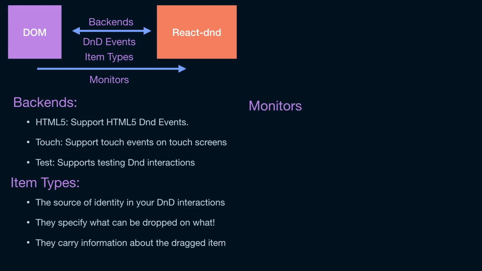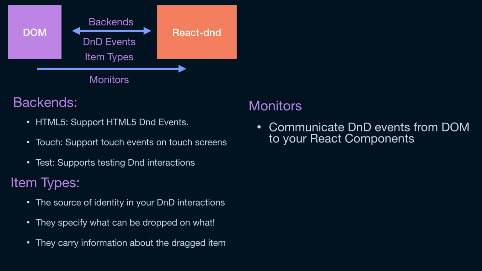The last thing here is monitors. So imagine all the drag and drop events happening on the DOM side. All these events are when you start dragging the element, when you let go of the element, when you drop it, or when the drag starts, or when the drag stops, or when the drag is happening, and so on. All these events are actually inconsistent. They happen differently across different browsers, and depending on whatever backend you're using and all of that. What monitors do for us is they abstract all of that and they only communicate the drag and drop events to your React components.